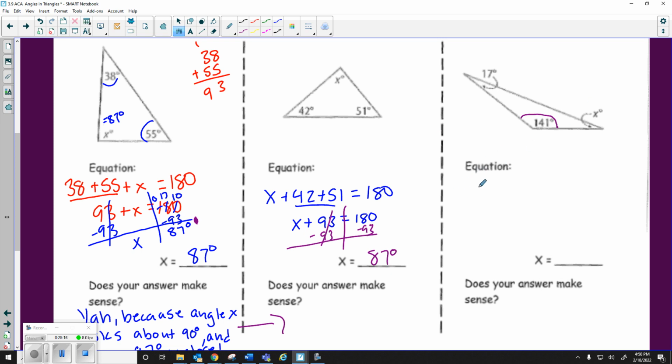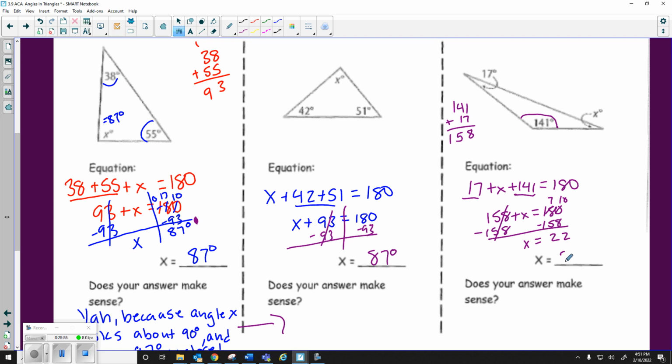Okay, again, I can rewrite this in any order, but I could say 17 plus x plus 141 is equal to 180. I'm going to go ahead and add these guys. Remember, because of properties, I can add these in any order. 141 plus 17, that's 158. I can say 158 plus x is equal to 180. Subtract 158. X is equal to 22 degrees.